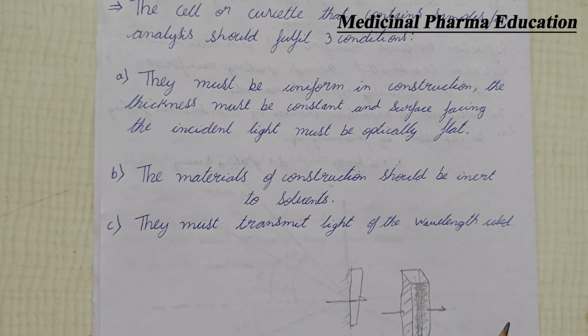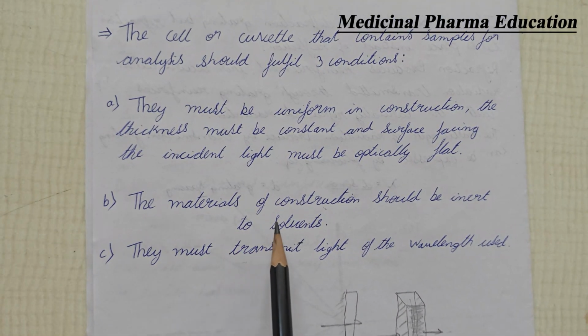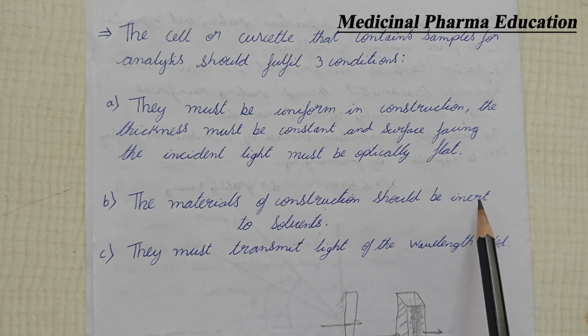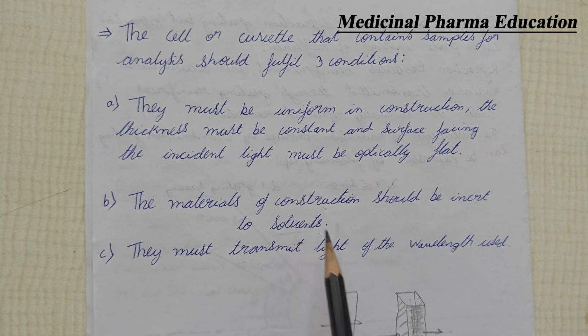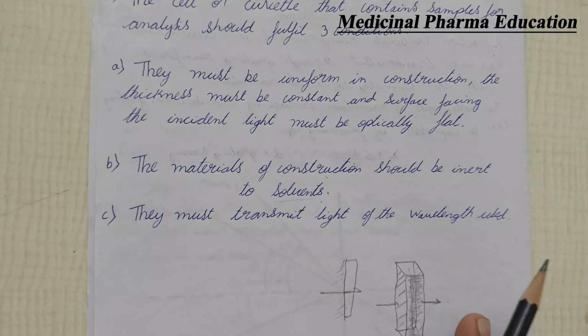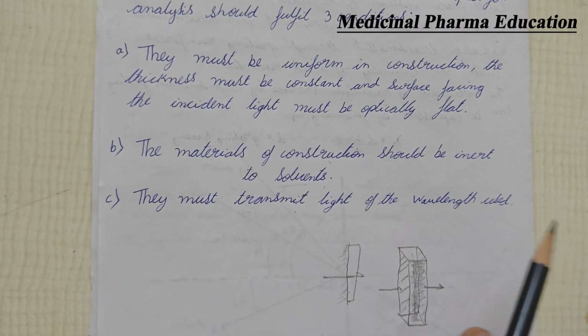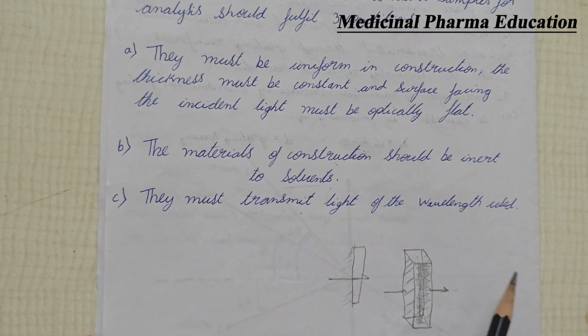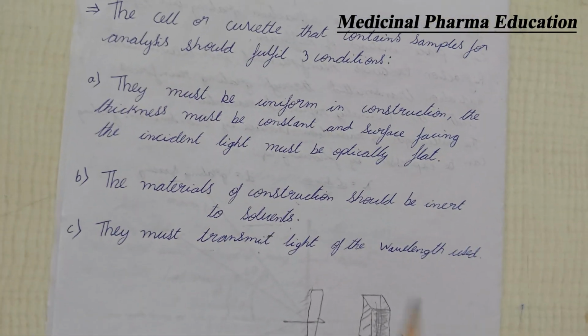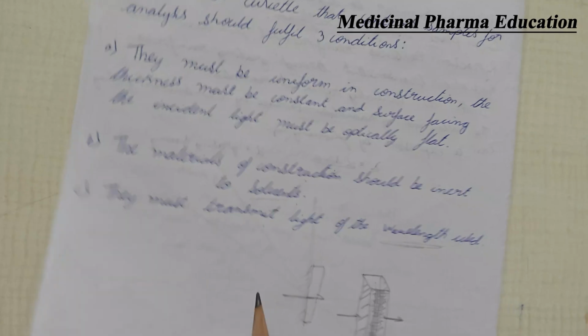The second condition is that the material of construction must be inert to the solvent. It should not react with the solvents used in the cuvette. And it should transmit light of the wavelength used. These are the basic three points. It is very simple. It should transmit the wavelength.